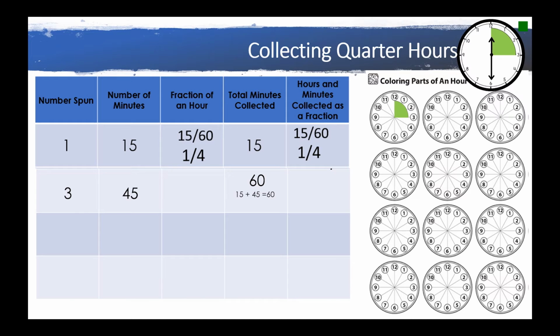So our total number of minutes collected now is 60 minutes because 15 from our first turn plus the 45 from our second turn equals 60. And we know that 60 is 1 hour, so 60 over 60, or 60 60ths, is equal to 1 whole hour.